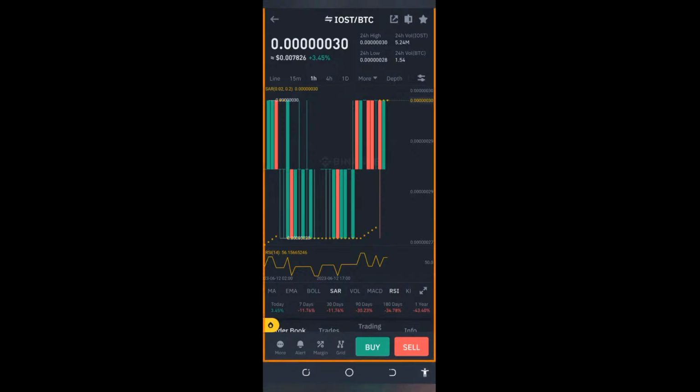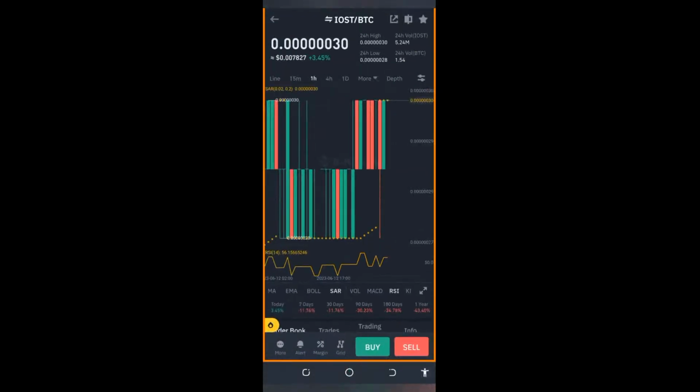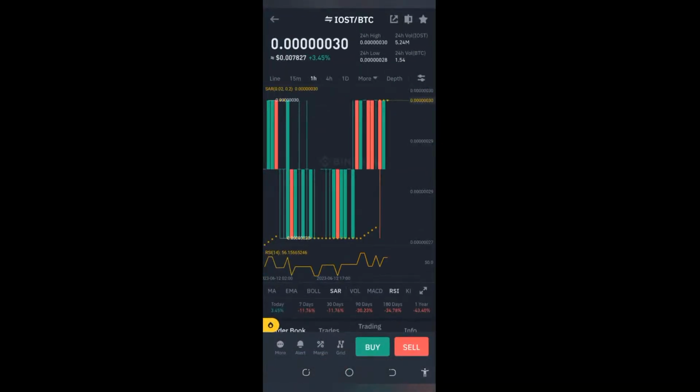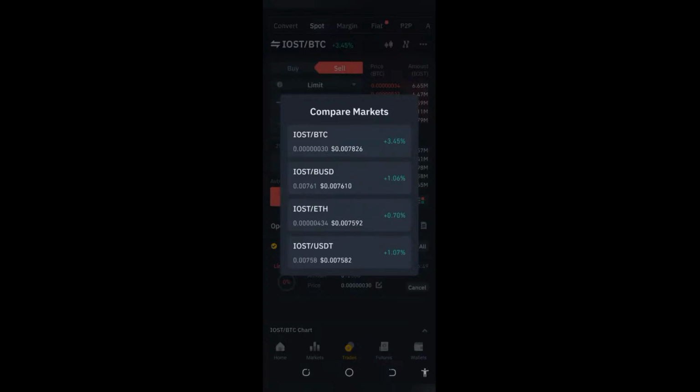But just taking a good look at the parabolic SAR, I can see it has lifted up. It's going on up, so I'm expecting this to go up. But that's only a speculation, okay? So if this doesn't work out, what is our way out? We've got an opportunity to try and sell this to USDT.